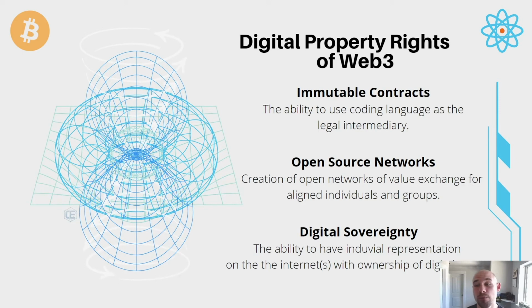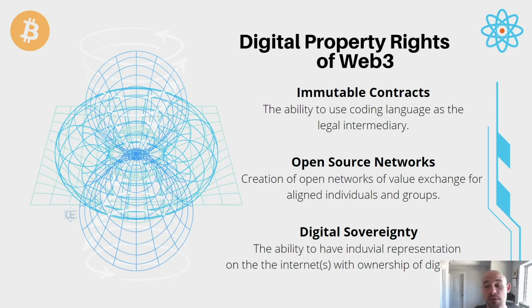So digital property rights of Web3. This is really the meat of it. And again, I can't stress this enough. Bitcoin allowed for this to happen. I mean, if it wasn't for Satoshi Nakamoto and the people who spent their energy into making Bitcoin what it is today, then we wouldn't have this iteration of the internet. So immutable contracts is the ability to use coding language as the legal intermediary, like I spoke about before. So you don't need a third-party person to come in. Everybody can be that third-party vetting process. Everybody can come and look legally in the code. The code is law. So open source networks, creation of open networks of value exchange for aligned individuals and groups.